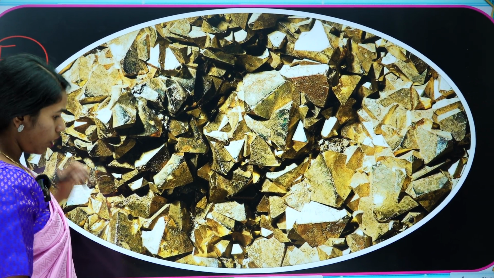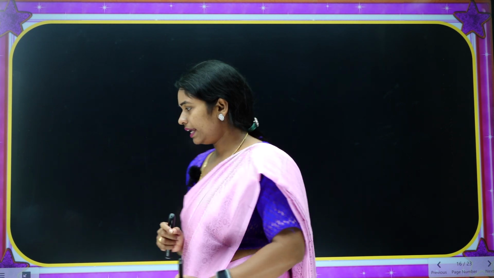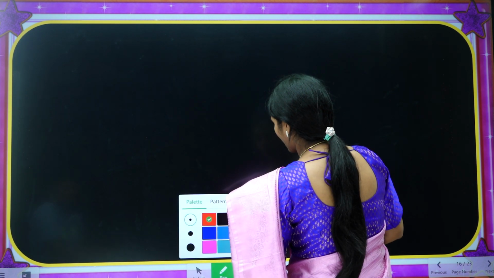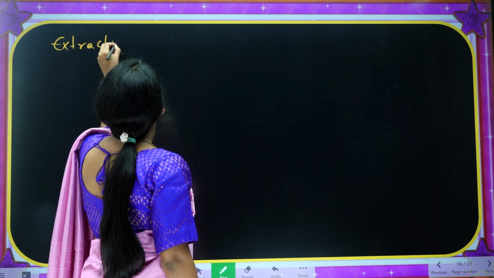Fool's gold. Okay. Now, these all are the secondary ores. We are going to learn about the main ore, primary ore, that is Fe2O3. What is the name of Fe2O3, students? Hematite ore. Let's begin the session. Extraction of iron.